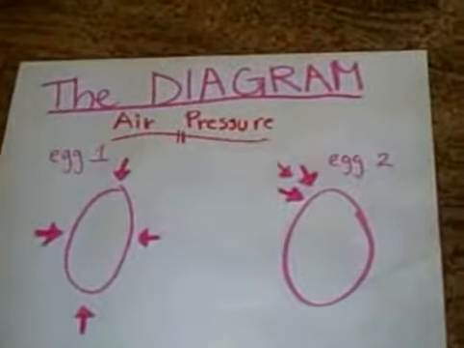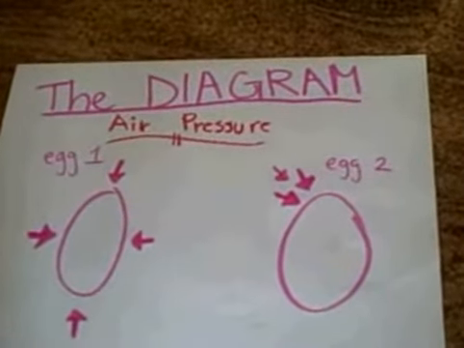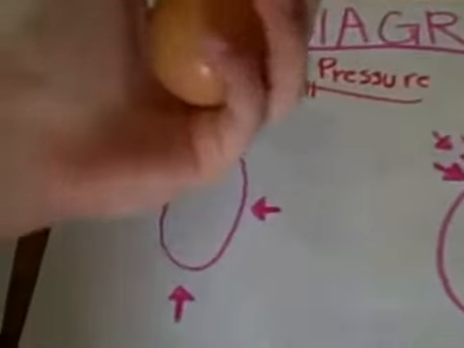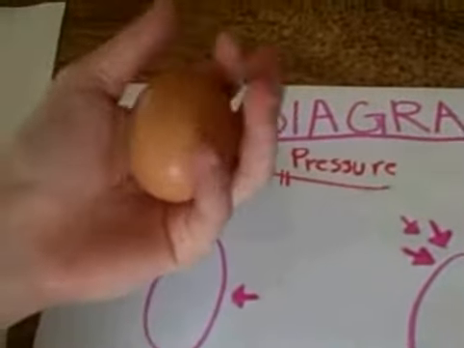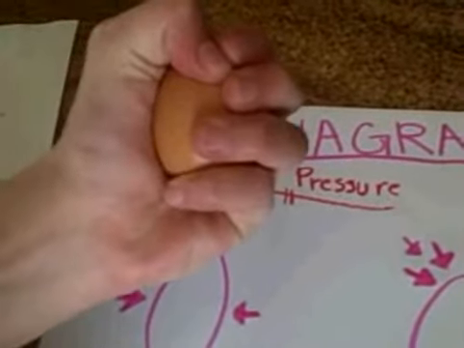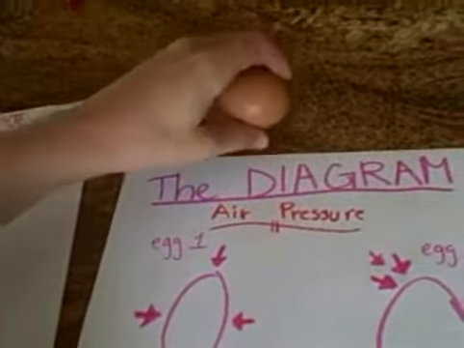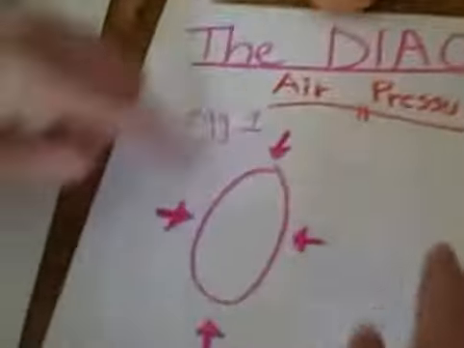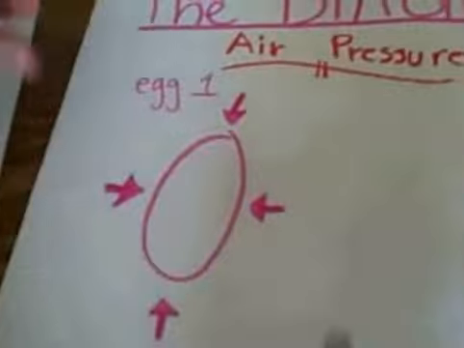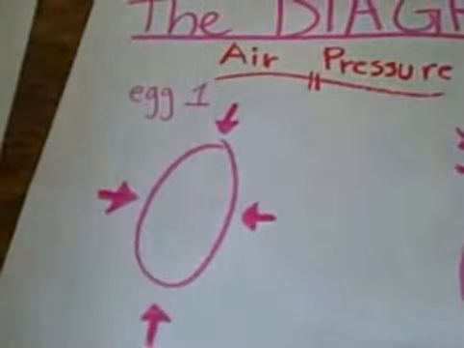For our first experiment, egg under pressure, this is the diagram. Egg 1. When holding an egg and applying equal pressure to all sides of the egg and squeezing as hard as you can, the egg won't break because there's equal air pressure on all sides of the egg pushing against each other, so there's no uneven spots.